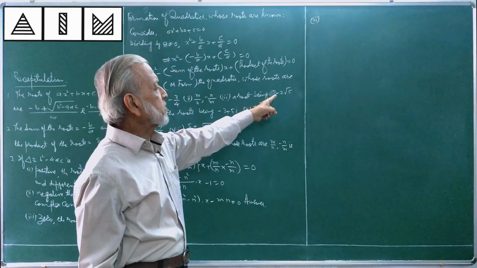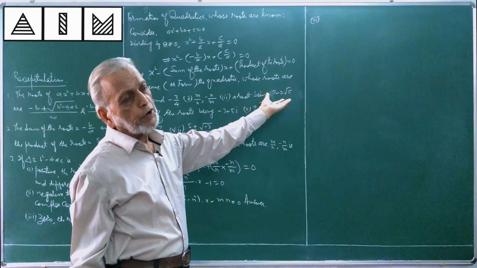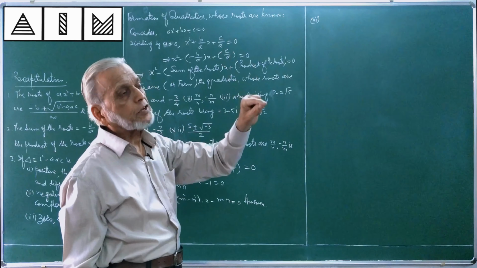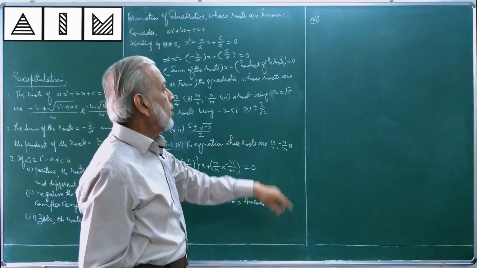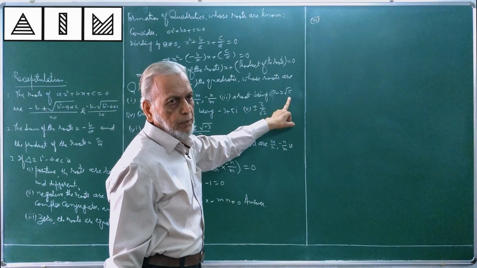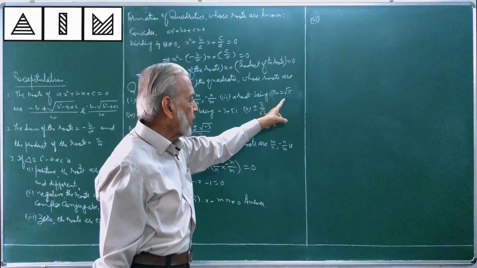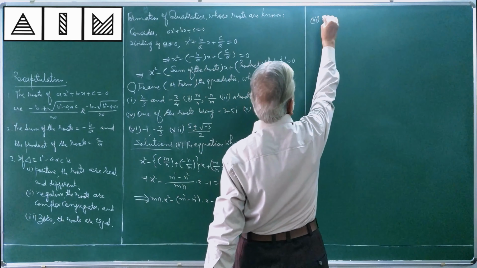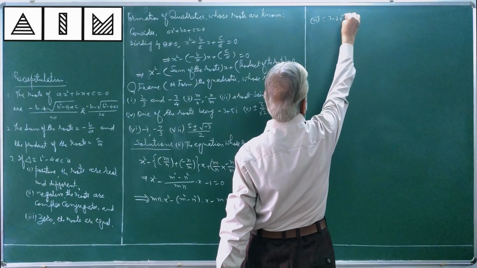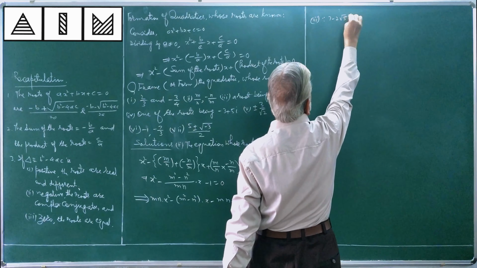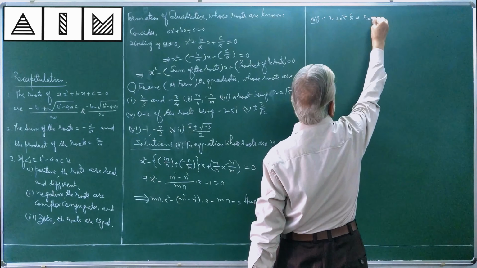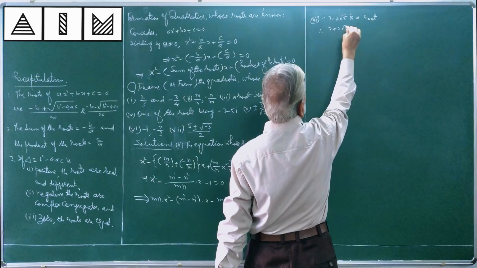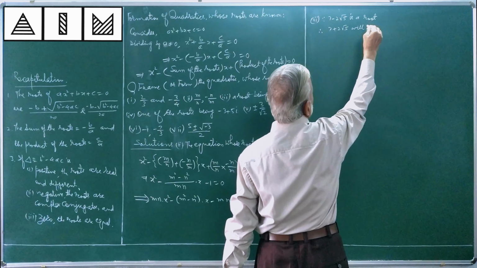A root being 7 minus 2 root 5. You know in the quadratic equation x is equal to minus b plus or minus under root, so this part will always be in plus or minus. Since one root is 7 minus 2 root 5, obviously another root will be 7 plus 2 root 5. Look here. Since 7 minus 2 root 5 is a root, therefore 7 plus 2 root 5 will be the other root.